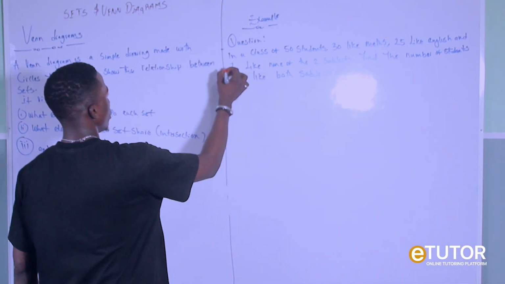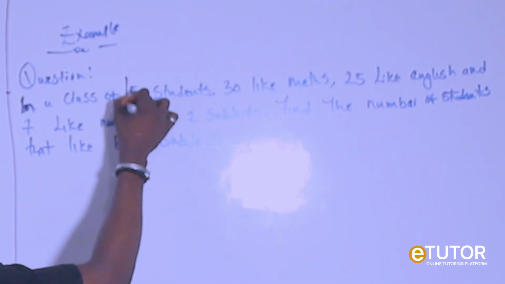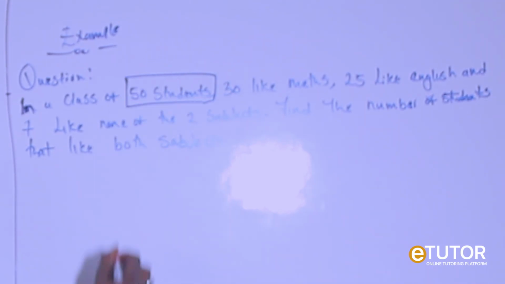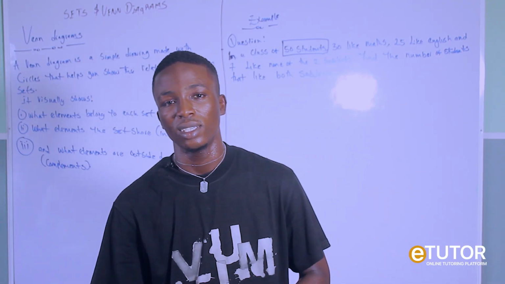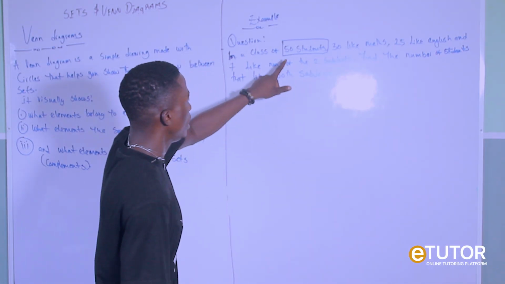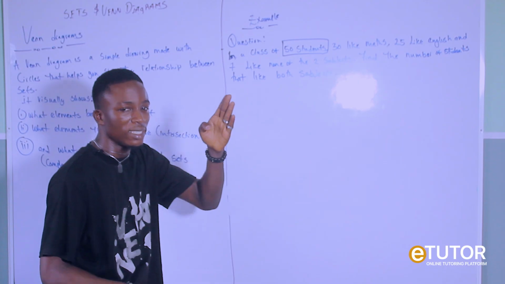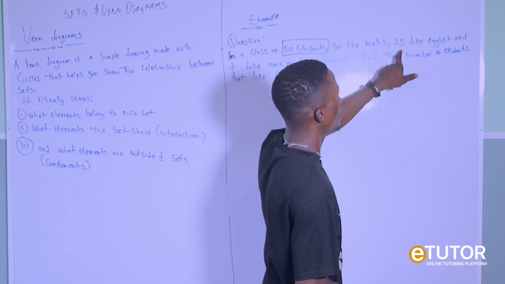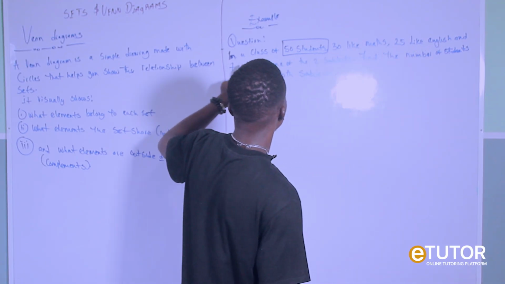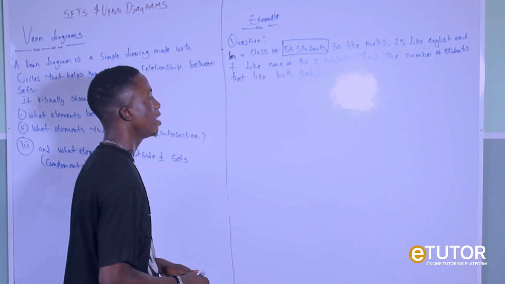So now, here, we're given this question: in the class of 50 students. So that means the total number of students inside of that class is 50. And if you remember, I said the universal set is the set that houses every other set, the mother set. So here, we can say our total number of students in the class is the universal set of that class. So now, we say in that class, 30 like maths, 25 also like English, and 7 like none of the two subjects. Find the number of students that like both subjects.